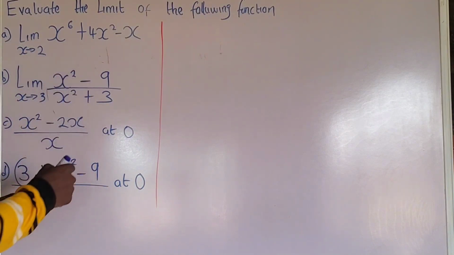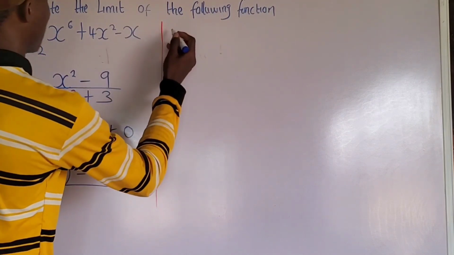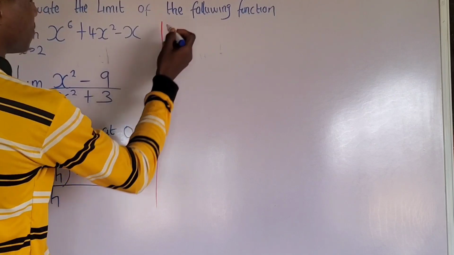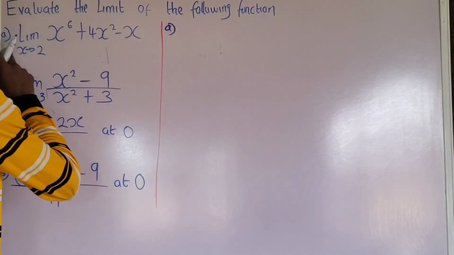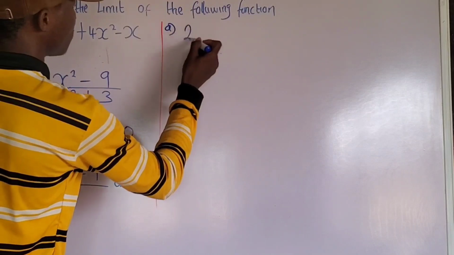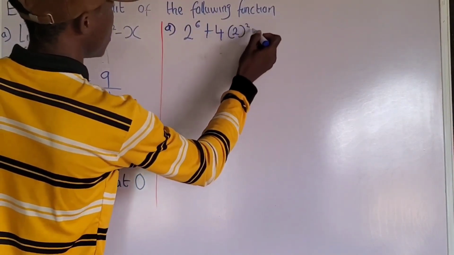We have limit x to the power of 6 plus 4x squared minus x as x tends to 2. Let us use direct substitution method. For the first question, that is A, if you want to use direct substitution method, you're going to have 2 to the power of 6 plus 4 multiplied by 2 to the power of 2 minus 2.